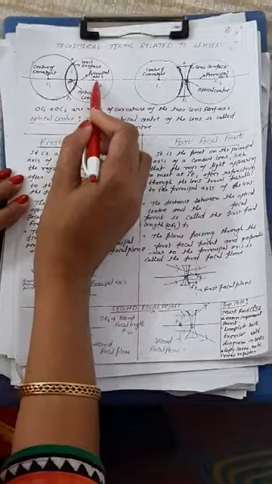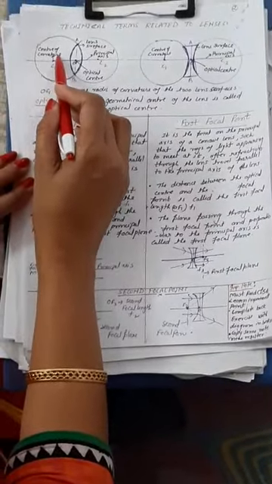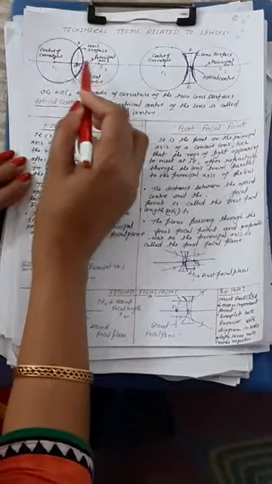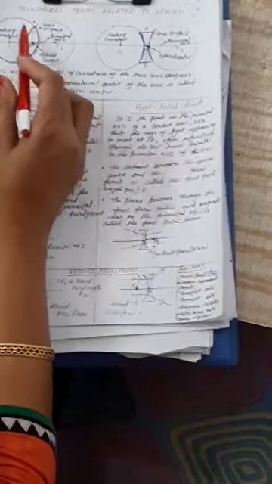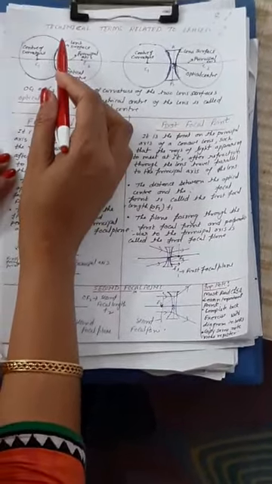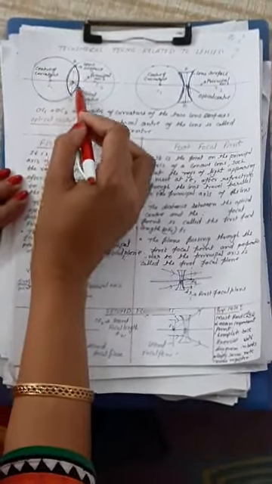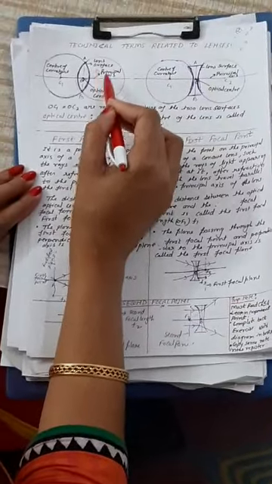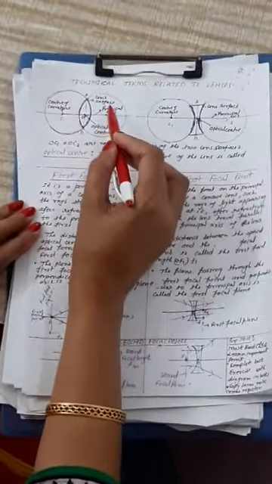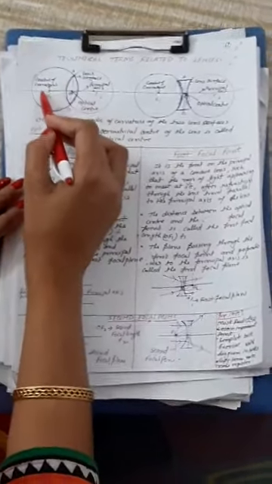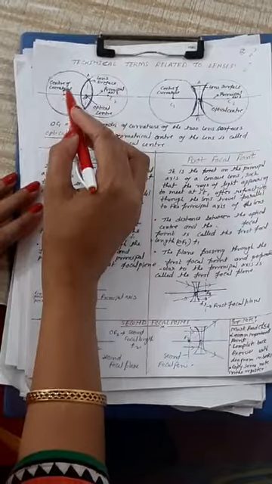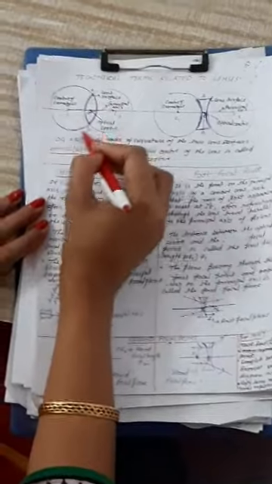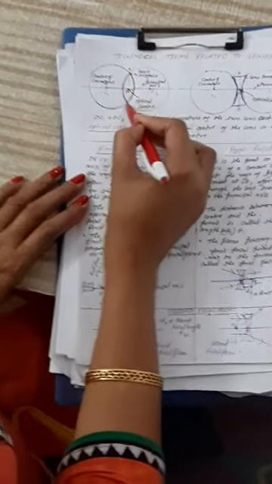This C1 and this C2 are known as the centers of curvature. But how do you define the center of curvature? Center of curvature is the center of the circle of which the lens is a part. One sphere is this, whose center is C1. Another sphere is this, whose center is C2. And the lens is the part of these two spheres. So how can you define this? Center of curvature is the center of the sphere of which the lens is a part.